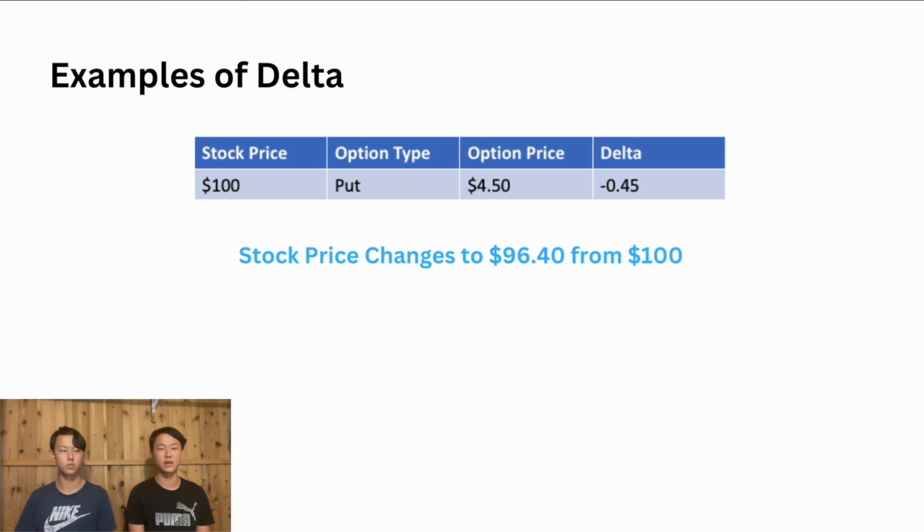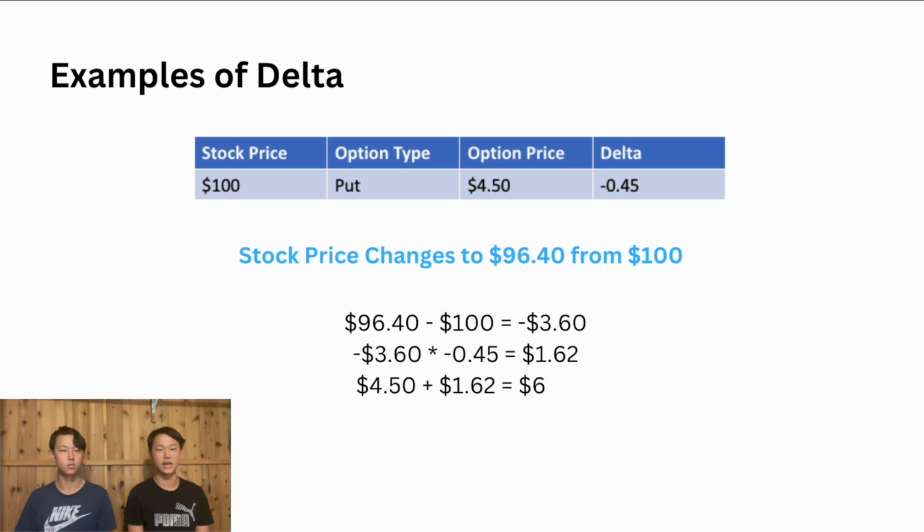Now let's assume that I'm trading the same put option with an option price of $4.50. But this time, the price of XYZ goes down to $96.40 from $100. Subtracting $100 from $96.40 gives me a value of negative $3.60. This value is negative since the stock went down. Multiplying this by my delta of negative 0.45 gives me positive $1.62. This is the amount that my option price will change by. Adding this onto my original price of $4.50 gives me $6.12. The option price increased because for put options, if the stock price goes down, then the put option price will increase.